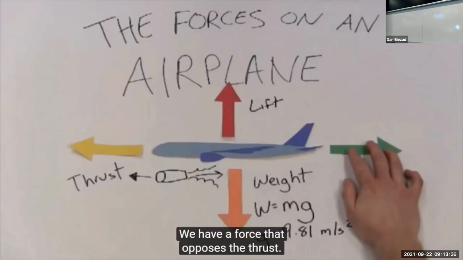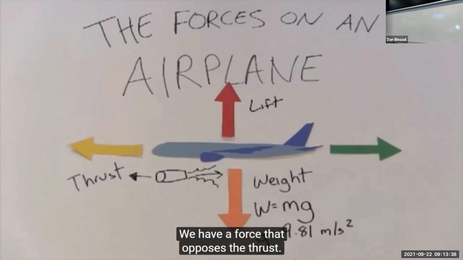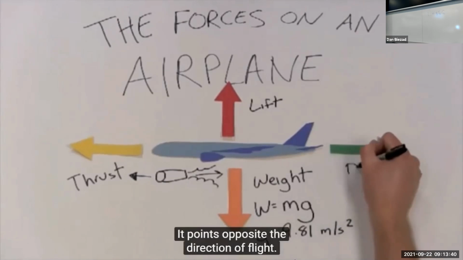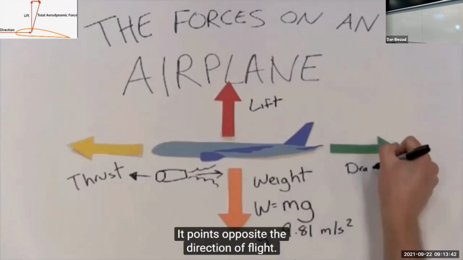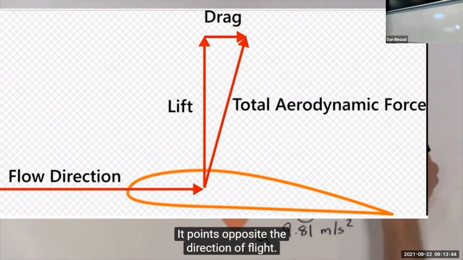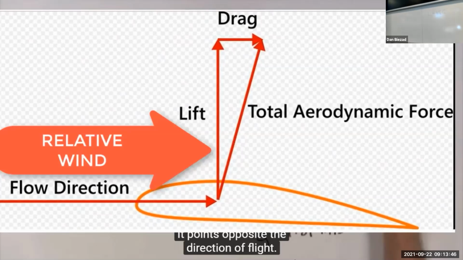We have a force that opposes the thrust. It's called drag. It points opposite the direction of flight. Note the direction of flight is along the relative wind or along the flow vector.